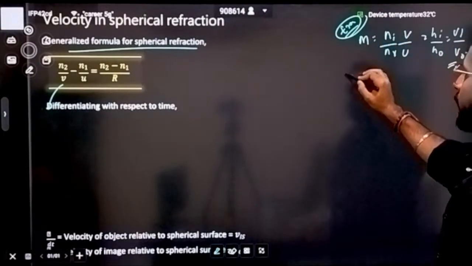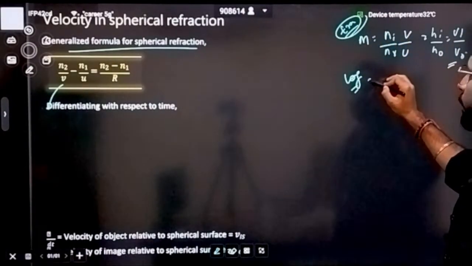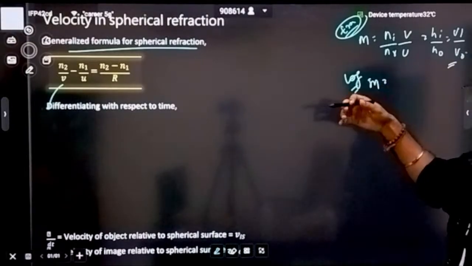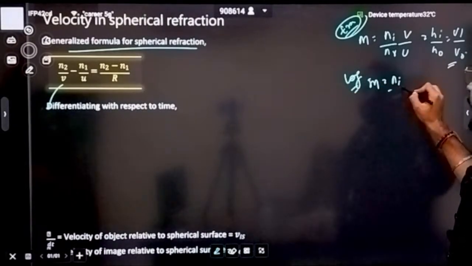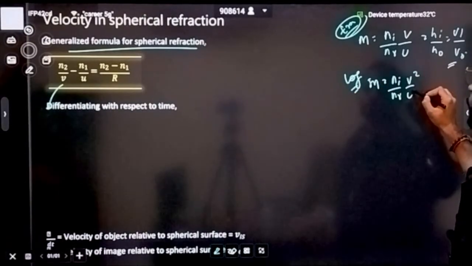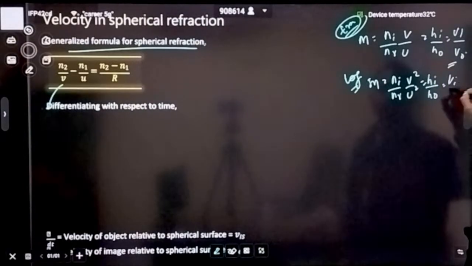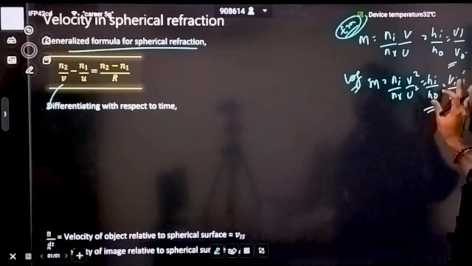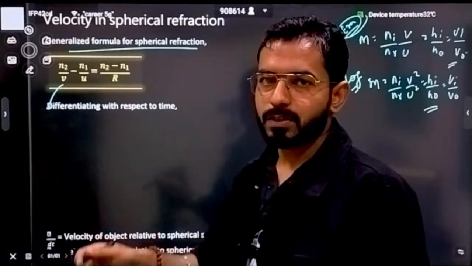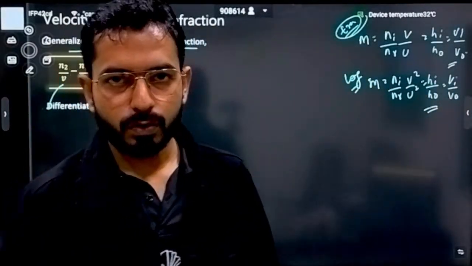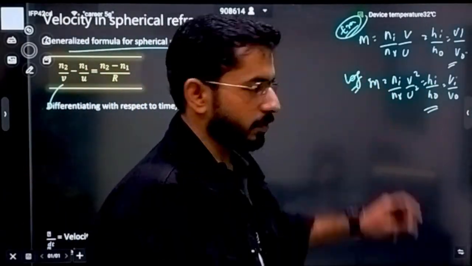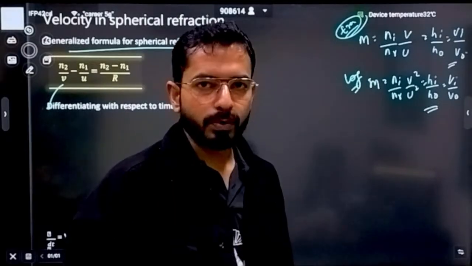In case of transverse, and in case of longitudinal, what is the formula of magnification? That is, V you get, that is Ni by Nr, V square divided by U square, and it is written as Hi by Ho. The same formula will be going for velocity of image divided by velocity of object also. That means velocity of image can be written as Ni by Nr into V square by U square into velocity of object. And the same thing I am again going to prove here also.